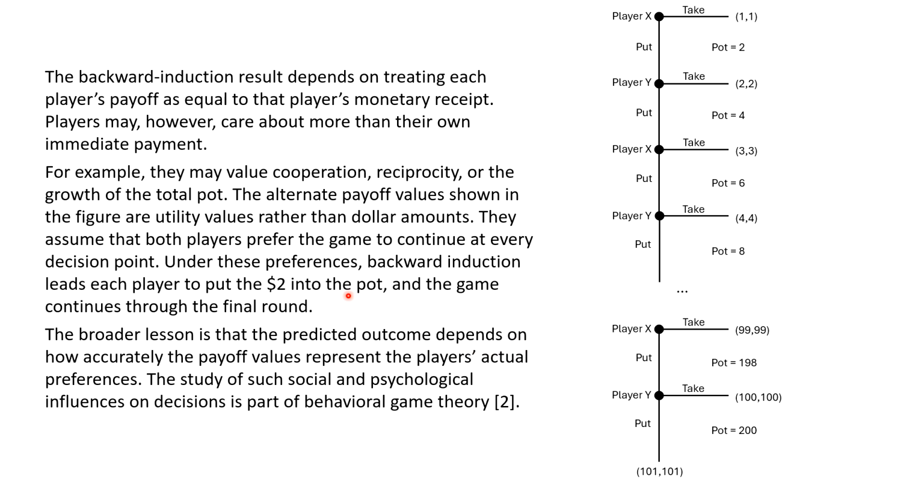So that's the lesson here. I guess it's not so much a flaw in backward induction. It's more the issue of how you set the values of the payoffs. If you strictly look at the immediate amount of money, if the game involves money, you can get it wrong. You want to really look at the relative utility of the payout for each player, keeping the whole game in perspective. The broader lesson is that the predicted outcome depends on how accurately the payoff values represent the player's actual preferences. And of course, they'd like to get to this biggest payout at the end.